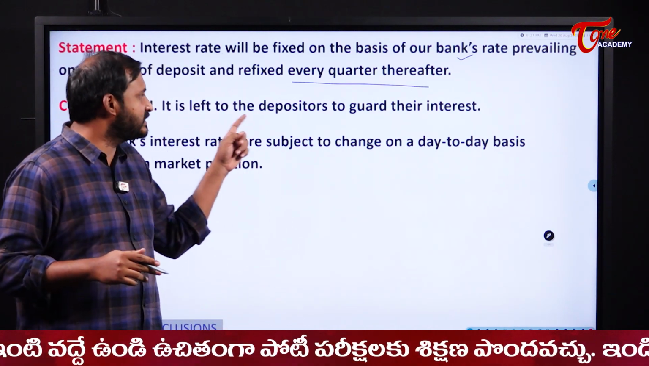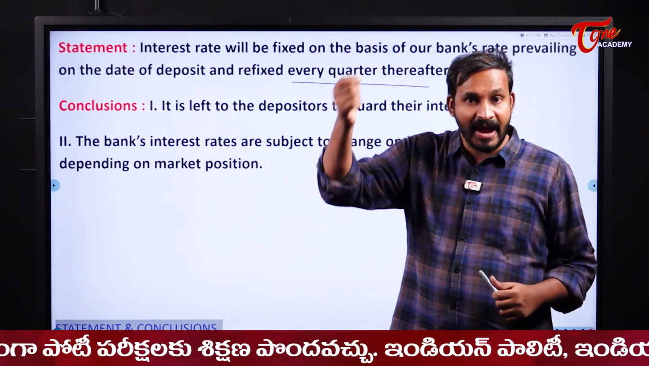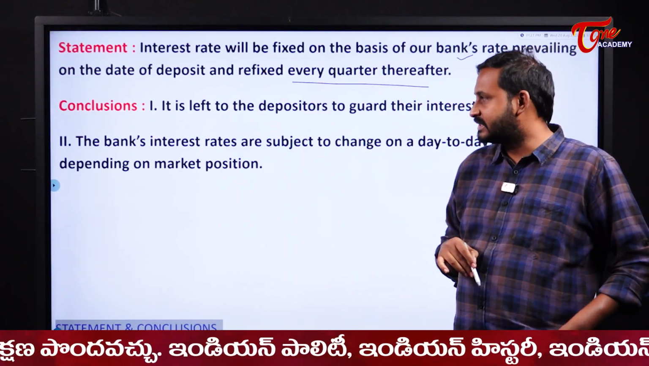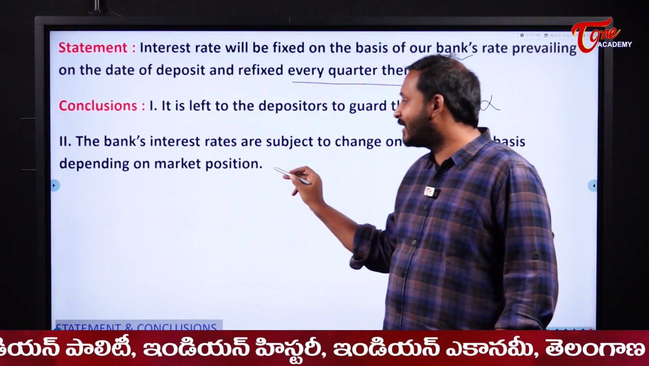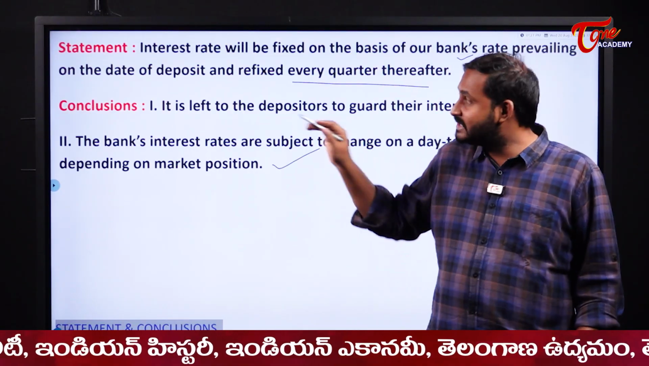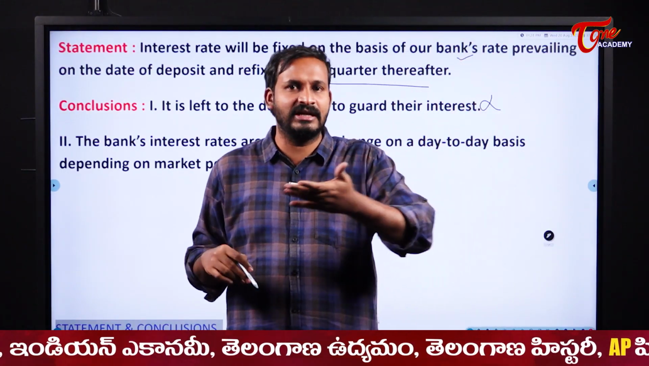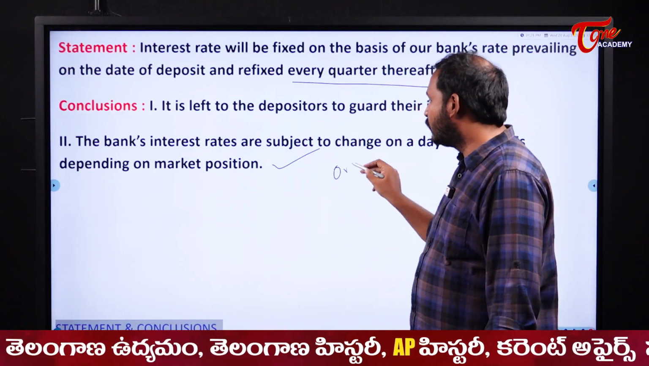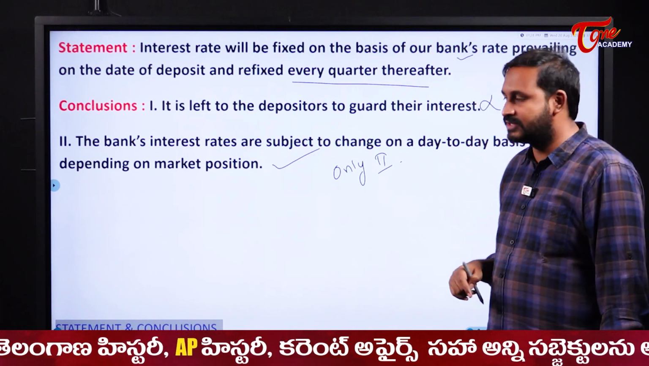Now, it is left to the depositor to guard their interest. No, it is the bank who will decide the interest rate, so that is wrong. Next, the bank's interest rates are subject to change on a day-to-day basis depending on market position. Yes, that is the reason. If it were fixed, they would say it is always fixed, but it will change. So here our answer becomes only 2 follows the given statements.